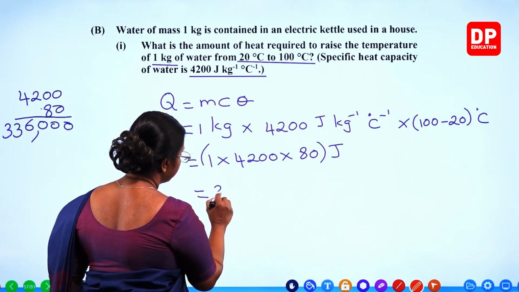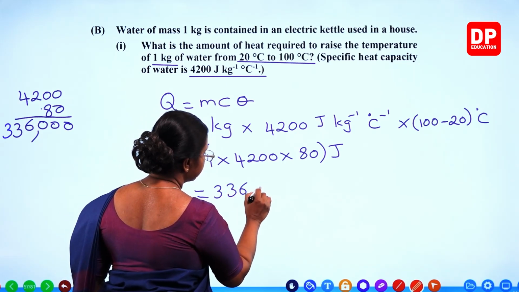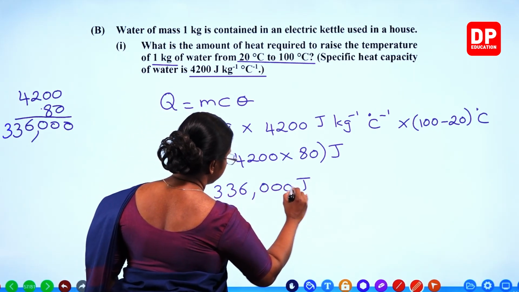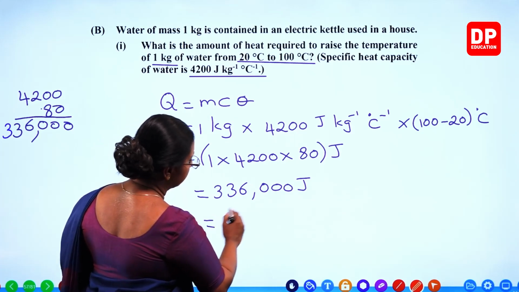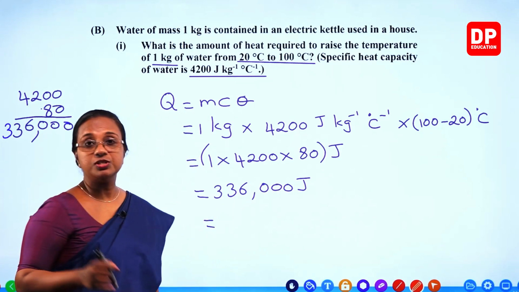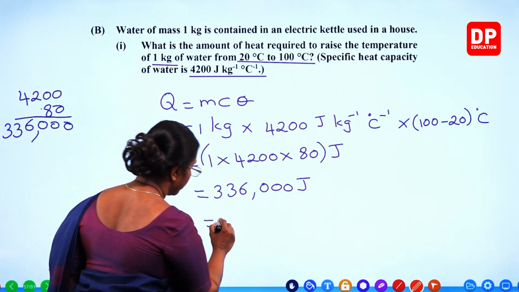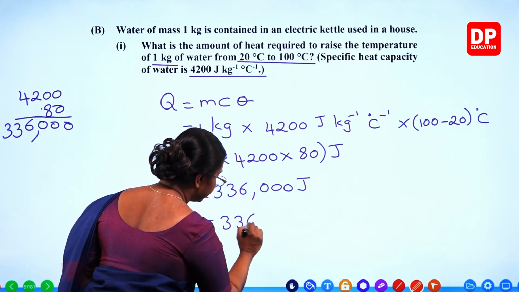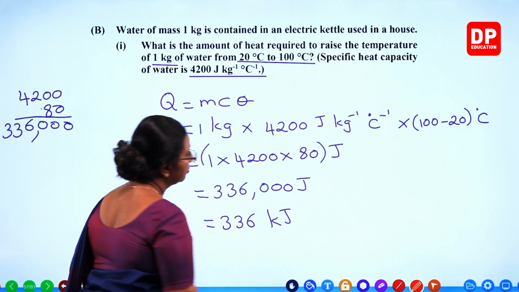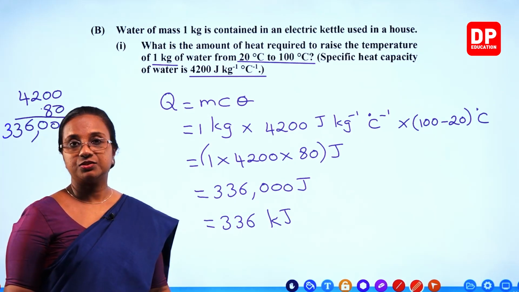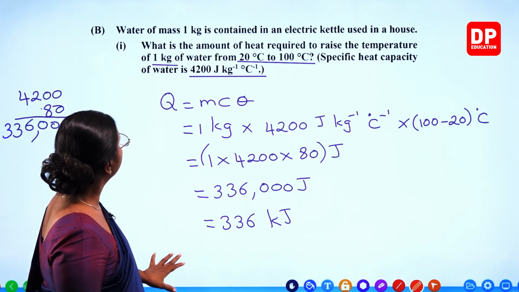This is equal to 336,000 joules. You can also write this in kilojoules. 1000 joules is equal to 1 kilojoule. So 336 kilojoules. Is that clear, students? So that is the amount of heat.